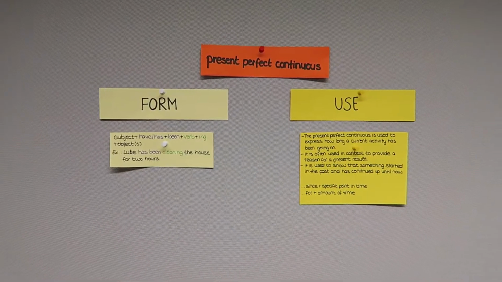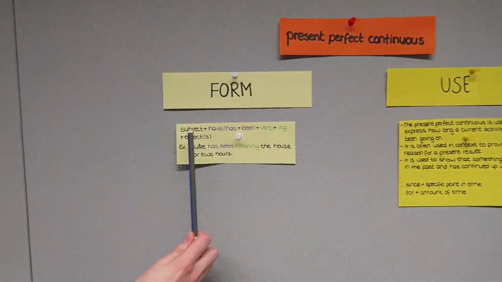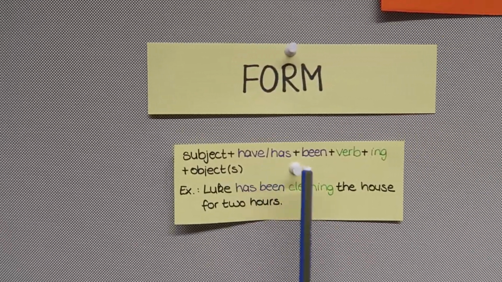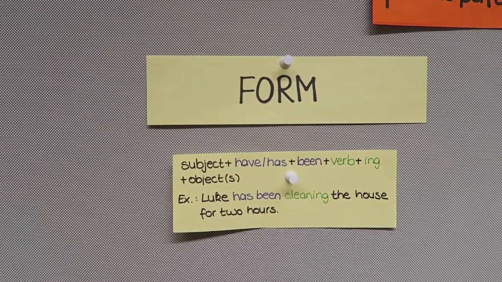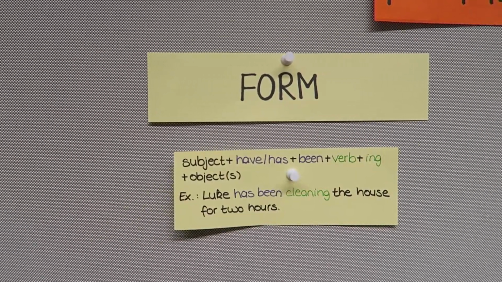Now the present perfect continuous. The form is the subject plus have or has plus been plus the verb with the ending ing and the objects. For example, Luke has been cleaning the house for 2 hours.